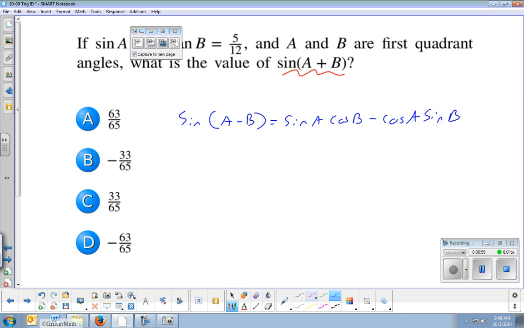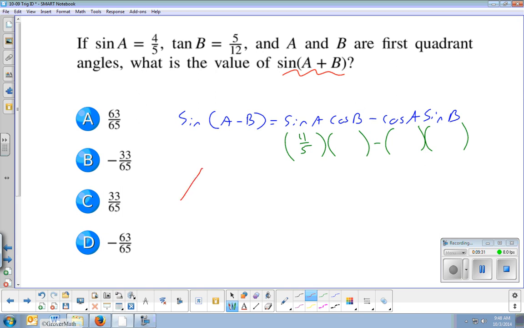Okay, so this is what we've been doing. So I need sine A is a fraction, and it's going to be multiplied by cos B. And then I'm going to subtract that product from the product of cos A and sine B. Now I have sine A is 4/5. And I have tangent B, but that doesn't go anywhere. So I need cosine B, I need cosine A, and I need sine B. So we have to do what we did on this problem, where I'm going to draw a triangle and use the Pythagorean theorem. But I actually have to draw two triangles because I need separate triangles for A and for B. So I draw one for A, one for B.